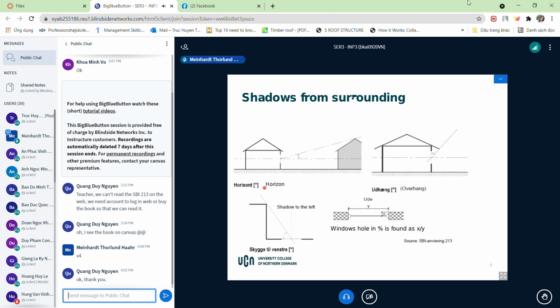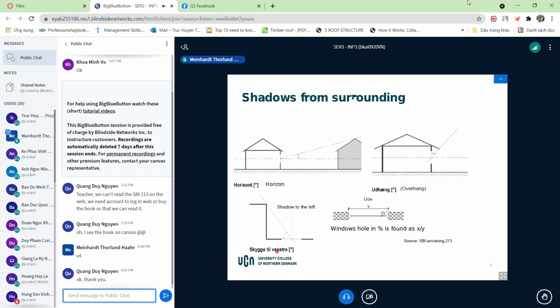We call it the horizon angle. And if you just put in an angle, the program will calculate how much it means in relation to the sun factor. Then we have an overhang. This could be from a balcony above. It could also be from the roof. If we have a roof overhang and this small angle here, we also need to put it in.